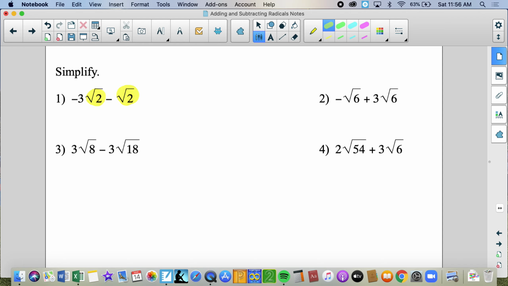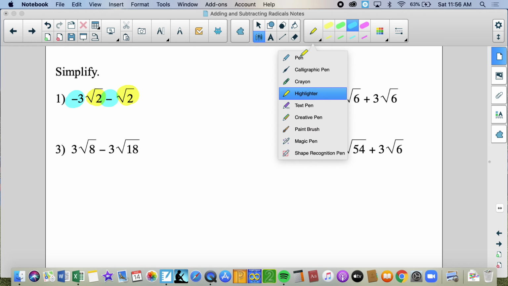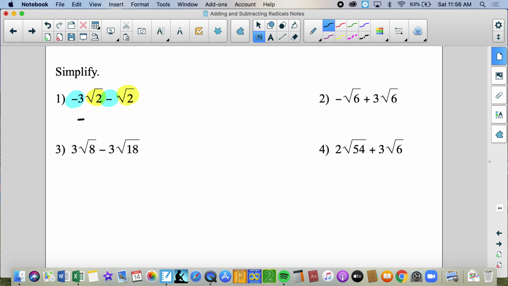They both have the same radical. At that point, we look at their coefficients, -3 and -1. -3 and -1 will make -4. And then we keep the radical, much like we would keep the variable. The radical stays the same. We just have -3 of these things and -1 of these things. So if you have -3 in your 3 and -1, that makes -4 of those particular things.